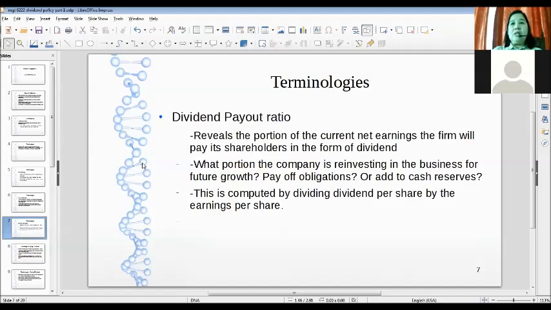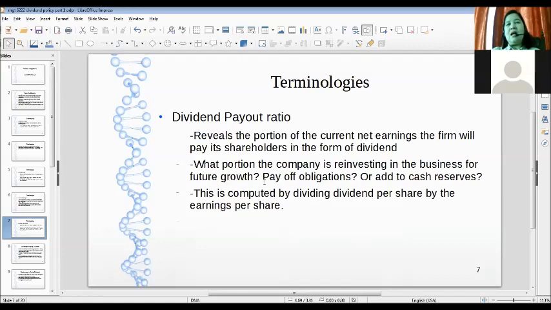Now we have the dividend payout ratio. This dividend payout ratio reveals the portion of the current net earnings that the firm will pay each shareholder in the form of dividend. When we say dividend payout, it means the company will really pay, will declare a dividend, but only a portion of the current net earnings. The questions in dividend payout are: what portion is the company reinvesting in the business for future growth, how much is for payoff obligations, or to add to cash reserve. So in the dividend payout, there are still questions to consider.